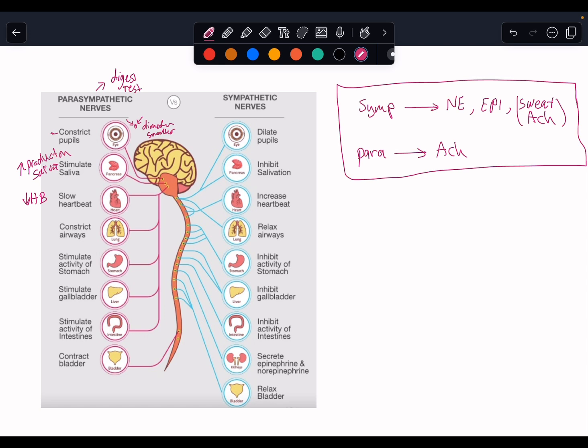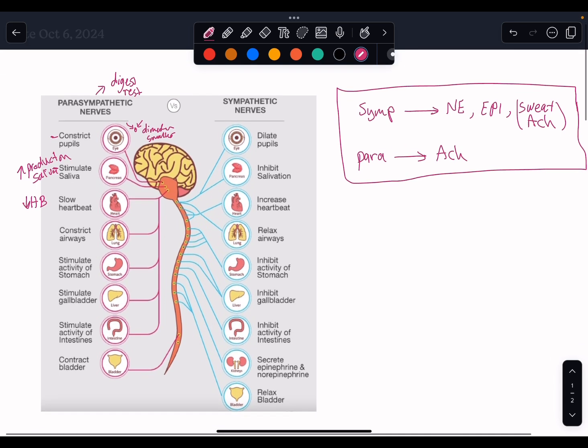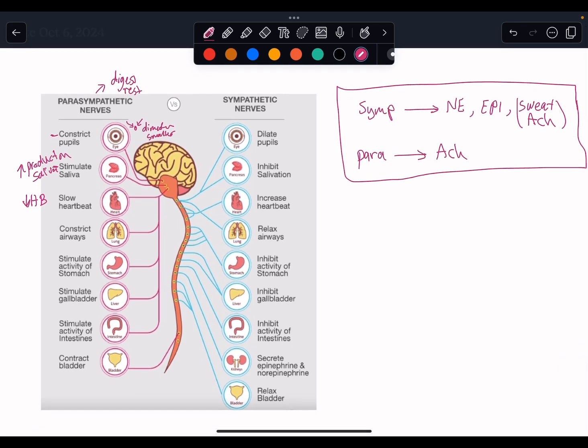So for the airway, it will make it smaller. As I said, it will contract or constrict. It will make it smaller, like the pupil of the eye. For the stomach, as I said, it's for digest and rest, so the GI will be activated. So everything you eat will be digested and processed.